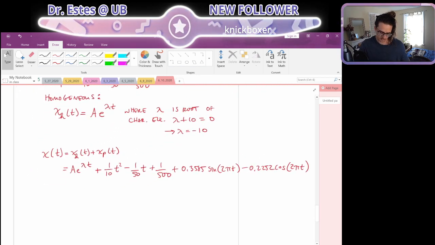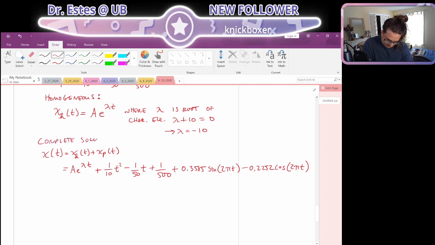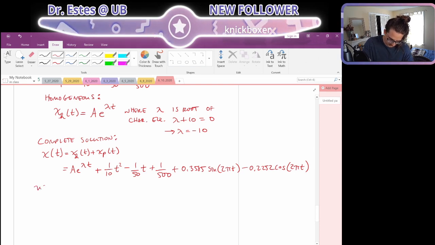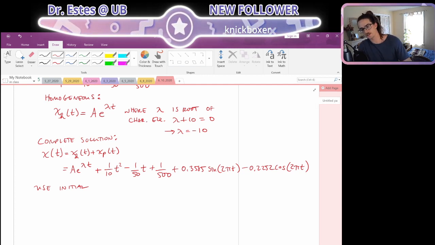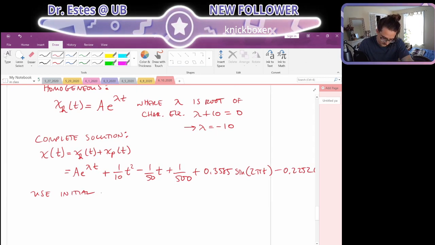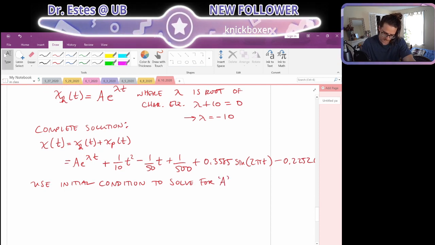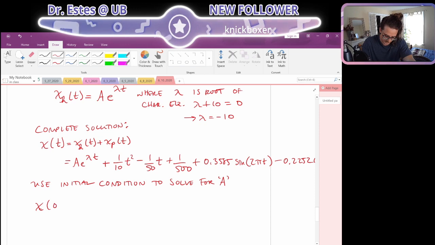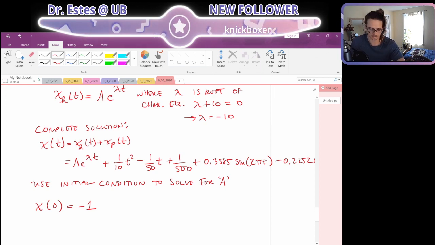So this is our complete solution. Now we use initial conditions on our complete solution to get A. So you don't apply the initial condition just to the homogeneous. You have to do it for the complete solution. So x at time equals 0 is -1. That's just the initial condition I listed up above.